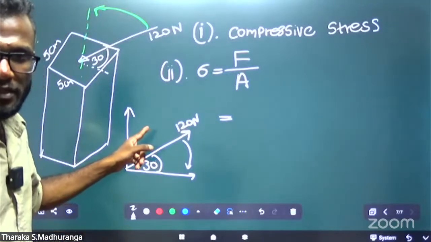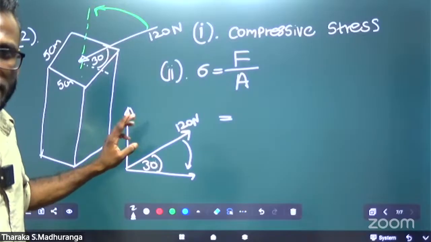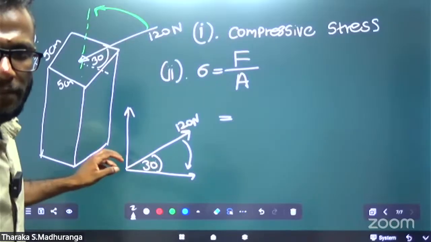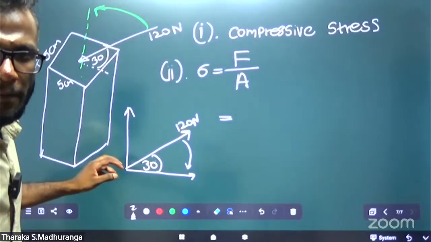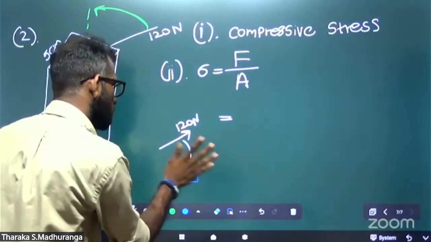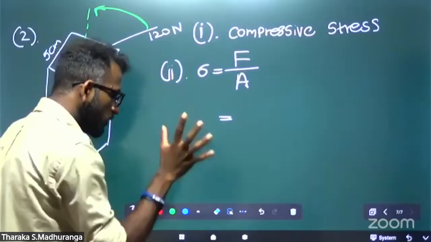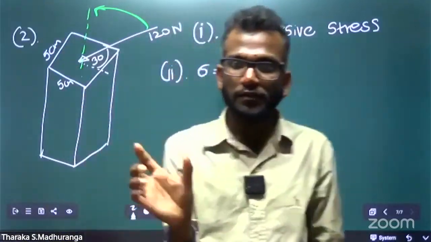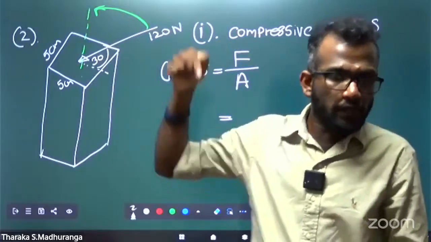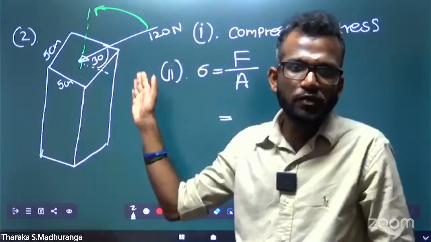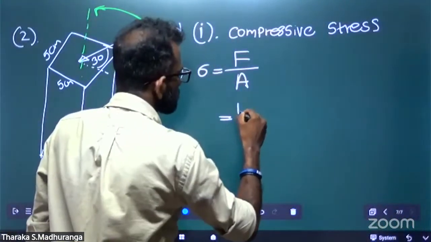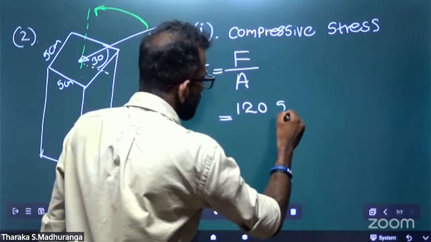Simply I got it. I'm asking our new students. Okay, then now I think you got the reason why we can't use this 120. 120 is not a perpendicular force. Then we need to convert the force into the perpendicular direction. Now it is 120 sine 30.